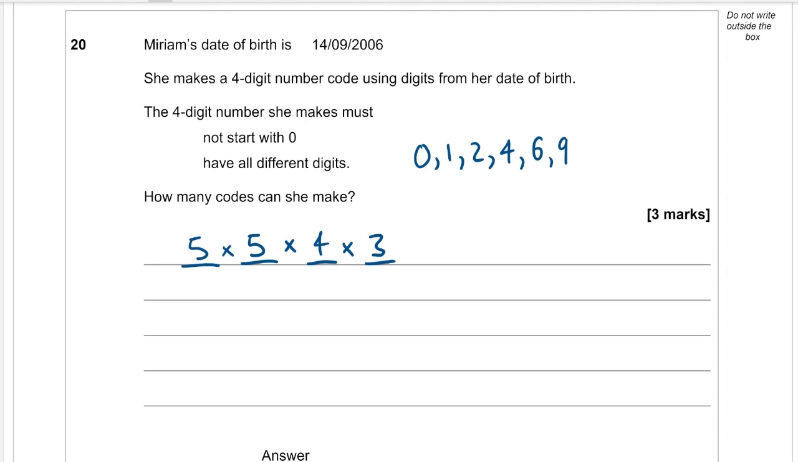So I need to multiply these numbers together. Realise I haven't got a calculator, so let's try and do it in the simplest way I can. So 5 times 4 is 20. 5 times 20 is 100. So my final answer is going to be 300.